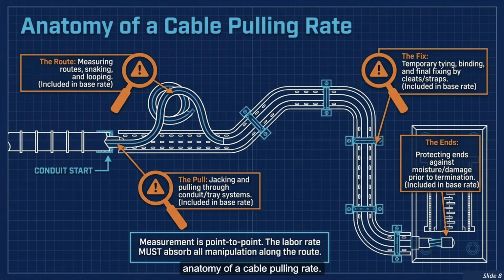Let's actually look at the anatomy of a cable pulling rate. What looks like a simple blue line on an engineering drawing is in reality a seriously complex series of labor-intensive tasks out in the field. Because the measurement is strictly point-to-point, the base labor rate has to completely absorb all the physical manipulation of the cable along that route. We're talking snaking, looping, pulling, and jacking through tricky conduit systems, plus all the temporary tying and binding using cleats and straps. All of that is deemed included in your single base rate. The ends also have to be protected against moisture before termination. So if you try to claim extra man-hours later just because a pull was mathematically difficult, well, that's going to result in a losing dispute for sure.